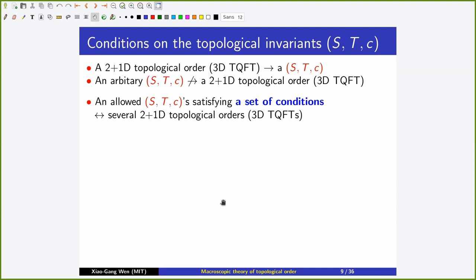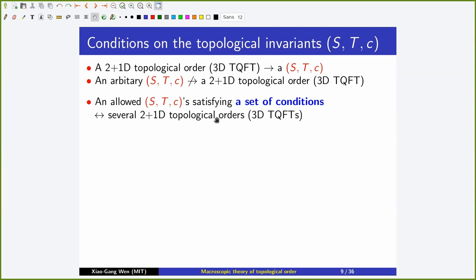The next question is the following. We know that the ST matrices form a representation of SL2Z. Okay, so for every topological order, we have ST matrices, and they form a representation of SL2Z. So now we can turn the question around. Can we use SL2Z representation to classify topological order? It turns out not. Not every SL2Z representation corresponds to a topological order. Only some very special SL2Z representations correspond to topological order.